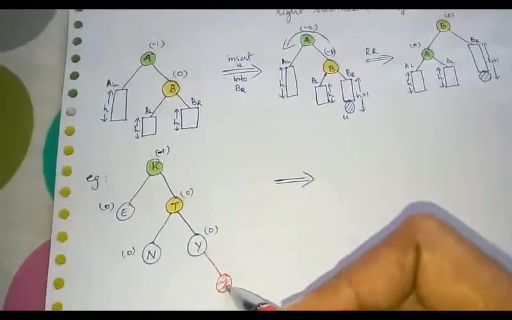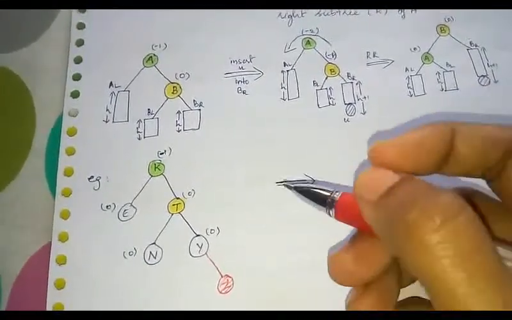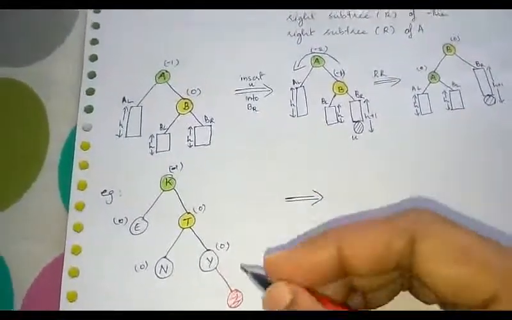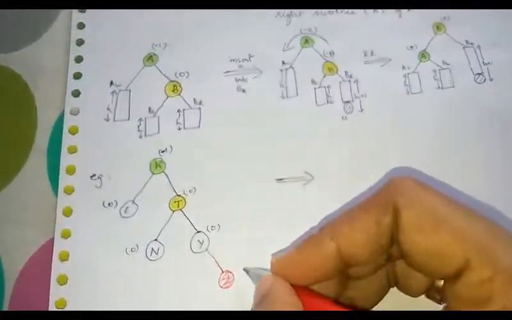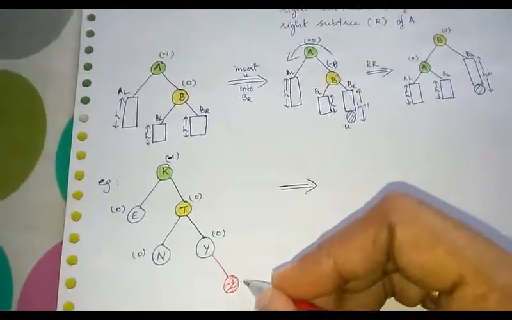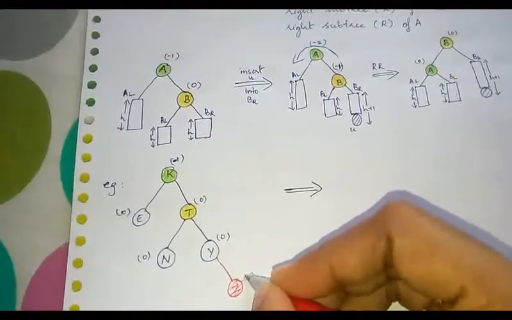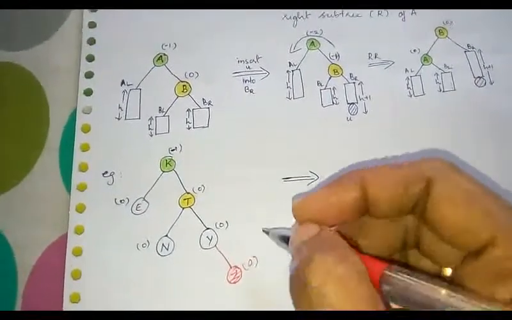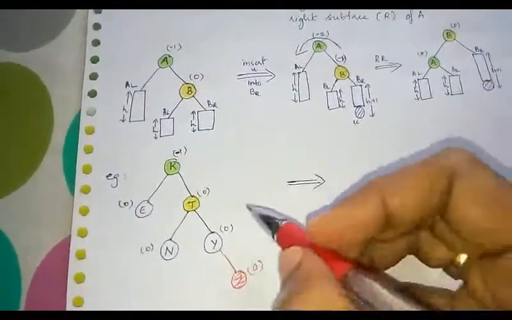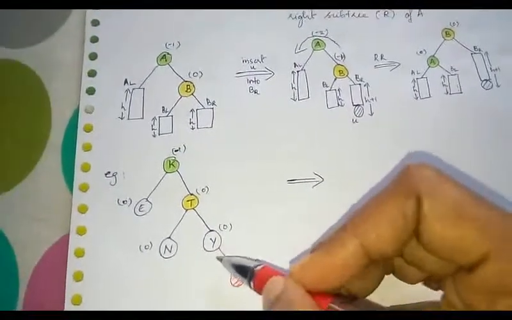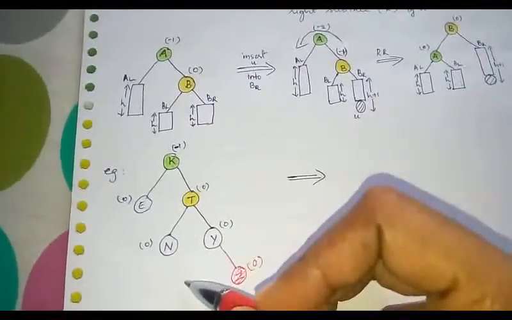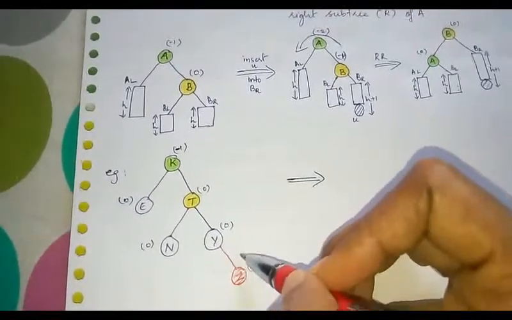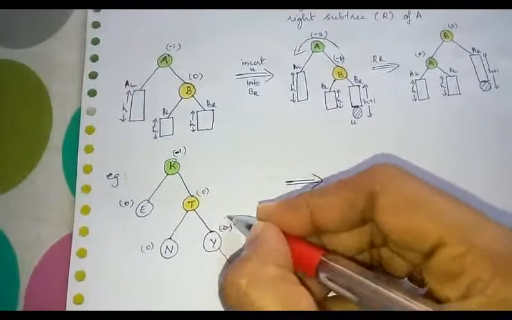Now let's see the balancing factors of each node. Let's calculate the balancing factors once again, so that we can know if it has become unbalanced or not. Now the balancing factor of Z is 0, since it does not have a left and right child. Now the balancing factor of Y becomes, since it does not have a left one, the height of the left side is 0 and the height of the right is 1. So it has changed to -1.